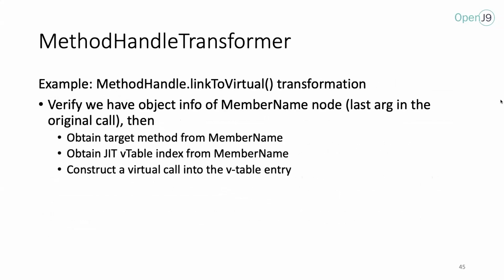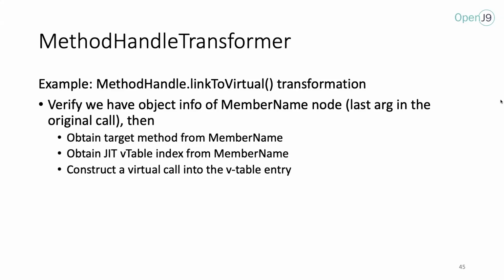For example, let's discuss the MethodHandle.linkToVirtual transformation. In order to transform that into a dispatch into the virtual method instead of going there through the INL call, we first try to take the member name and see if we have known object information. The member name for linkToVirtual would be the last argument of the call. From there, we can obtain the target method from the member name, and then we obtain the JIT vtable index from the member name.